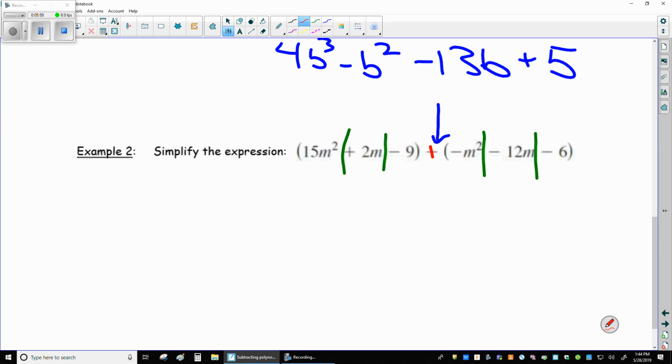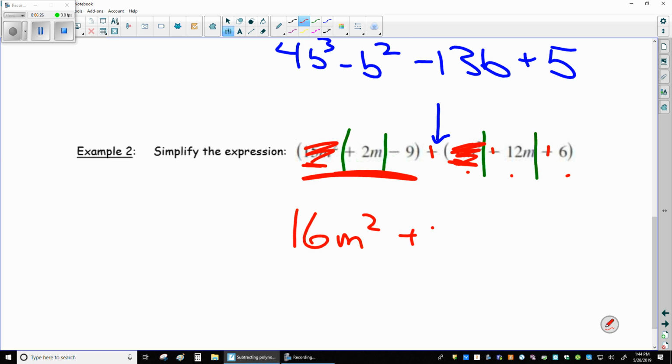So let's change it. And in order to do that, again, I keep that first one, and then I change all these after. So the negative m squared becomes a positive m squared, that negative 12m becomes a positive 12m, and obviously a positive 6. So now how many m squareds do I have if I have this 15 and this new positive 1? I got 16 m squareds. How about regular m's? Plus 14 m's, minus 3.